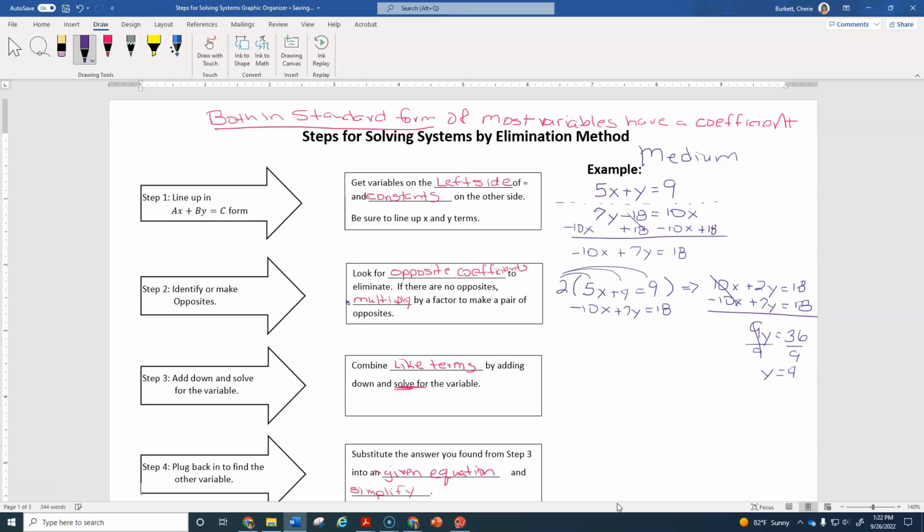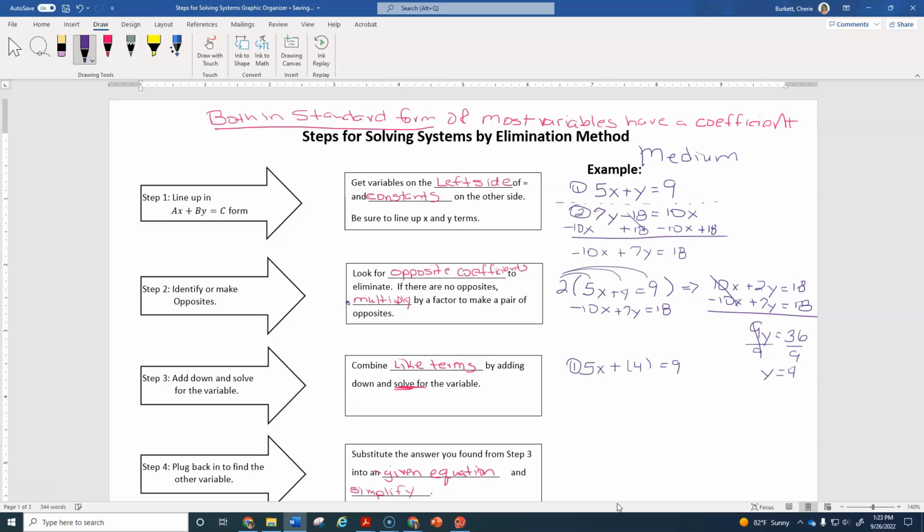On step number 4 right here, it says plug this answer back into either one of your equations. I like to go back to one of the original equations, because if I've done some changing, I like to go back to the original equation and plug it in. So I'm going to plug it into equation number 1 right here. Here's equation number 1. It's 5x plus, and then I'm going to put the 4 in for the y.